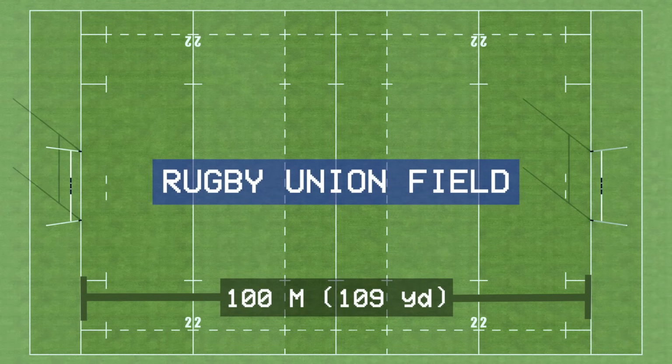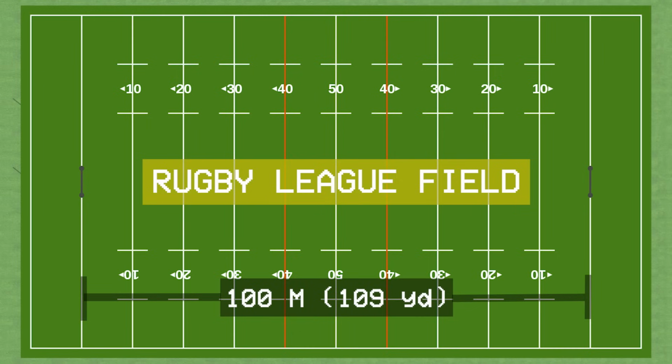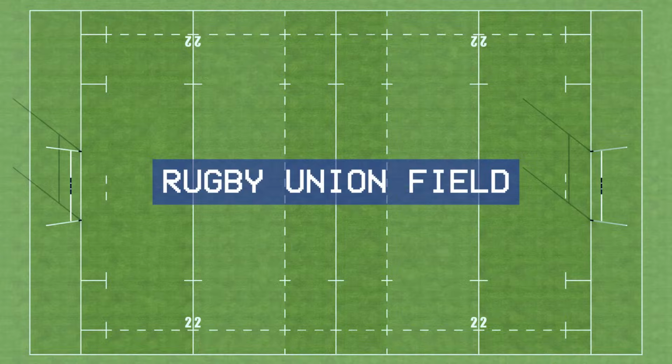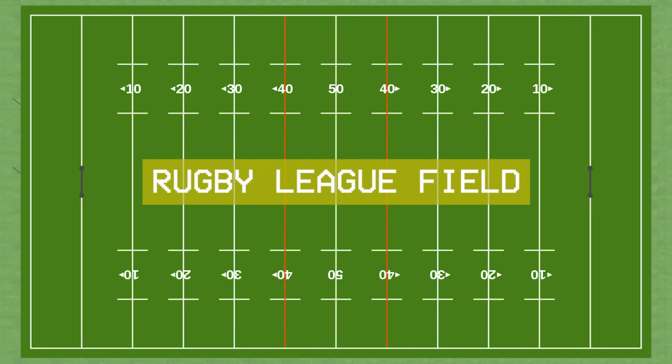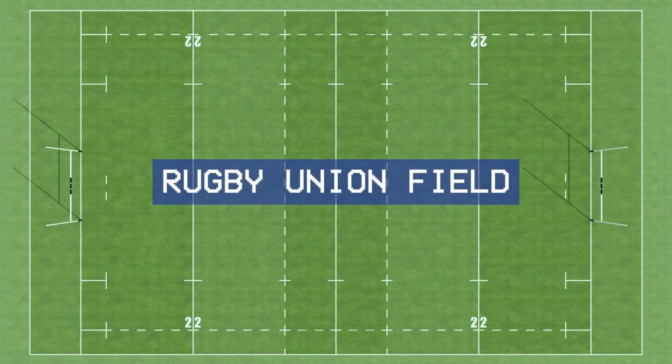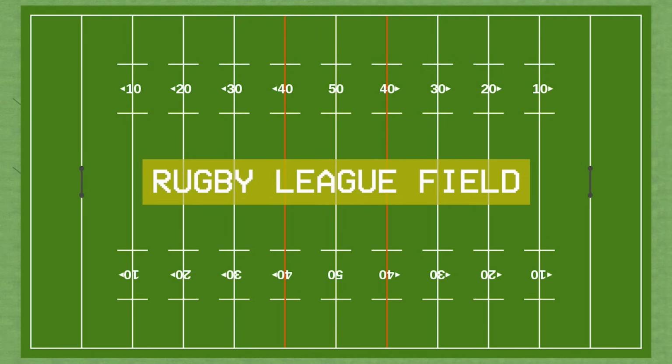Rugby is played on a field that is 100 meters long and at least 68 meters wide. So that's 109 yards long and at least 74 yards wide. The field has markings at various points, and the markings are different depending on the version of rugby being played. These markings do have some significance within each game, but on the most basic level, the markings on the field are your best clue as to whether you're watching rugby union or rugby league.